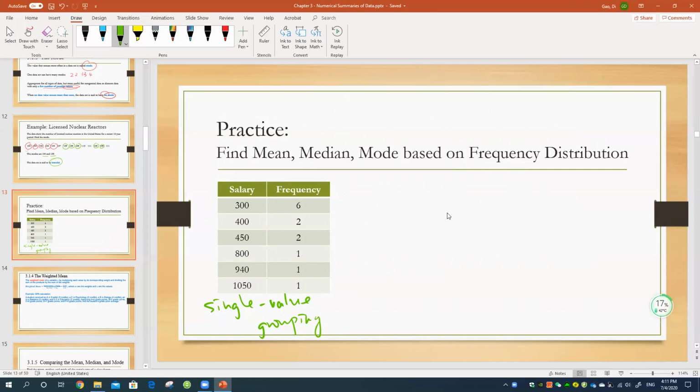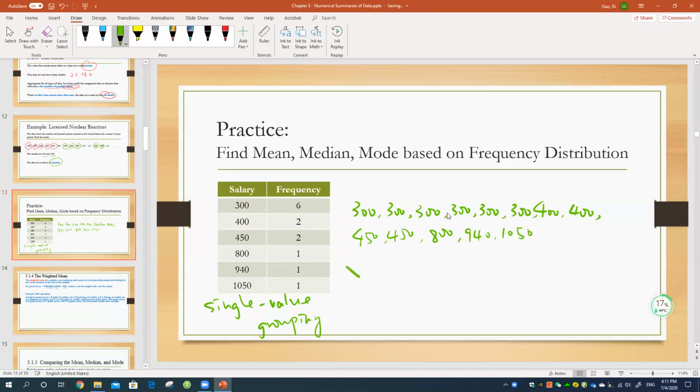So we have 300 for 6 times. That means we have 300, 300, 6 times, and then 400, and then 450 2 times, and then we have 800, 940, and then 1050. So this is the original data set.